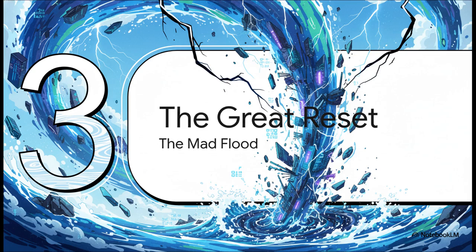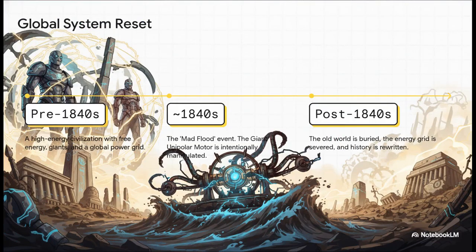The source material points to a single, cataclysmic event they call the Mad Flood. Now, this mad flood wasn't a natural disaster. The theory is very clear on this. It was a deliberate worldwide system reset. The timeline suggests that before the 1840s, this amazing civilization thrived. But then, that giant motor at the heart of the world was intentionally manipulated, causing a catastrophic flood that literally buried the old world and severed its power grid for good.